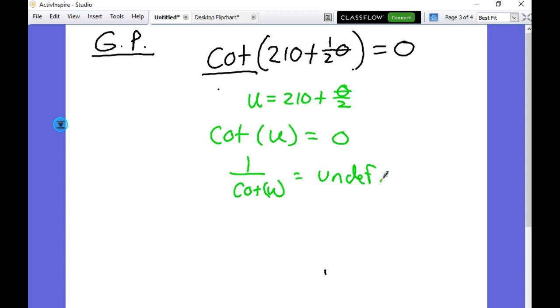Tia, what's 1 over cotangent the same thing as? Yeah. So what we're looking for in our unit circle is where tangent is undefined. Anicia, where is tangent undefined? That's right.